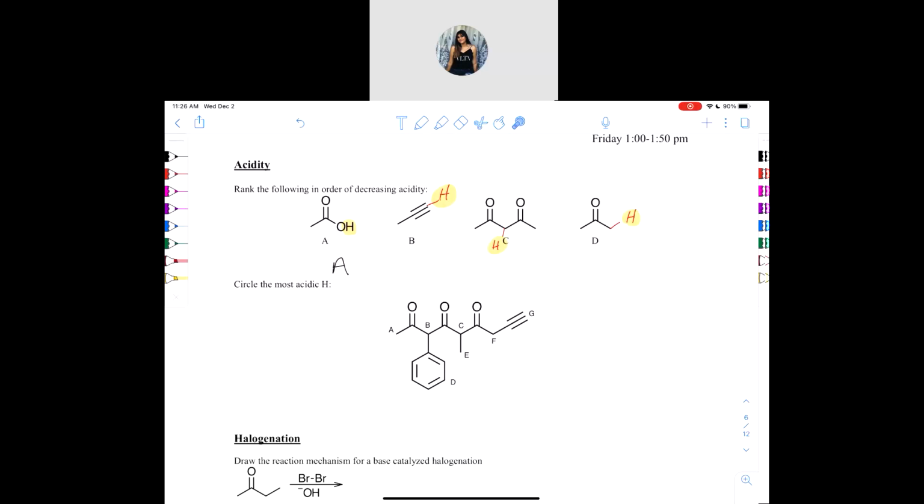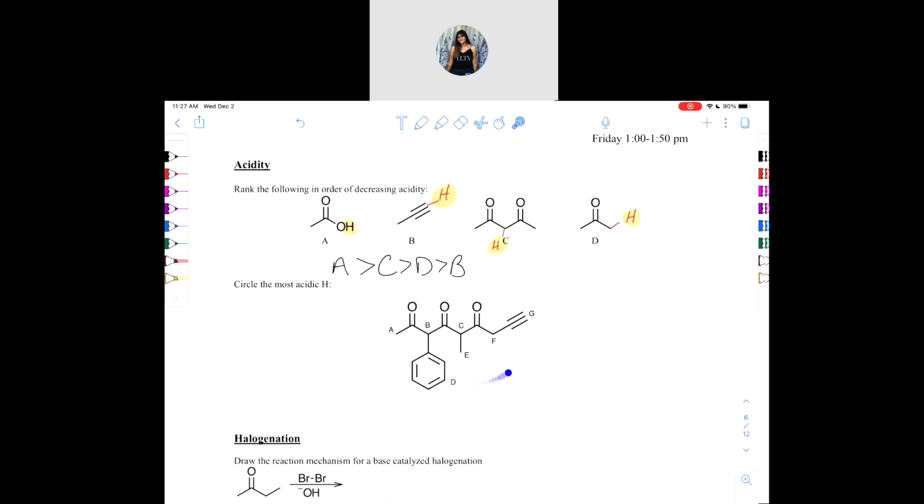So will the triple bond be more or less acidic than the, oh wow, you guys already got it. So yes, the triple bond is going to be less acidic than the allylic position. So we're going to put B all the way over here in last place. And then when we're comparing C versus D, we know that the one with the most resonance is going to be the most acidic. So which one do we think is more acidic, C or D? C, yes, and it's because it's stabilized by 2 carbonyls versus just 1 carbonyl. So this would be the order.